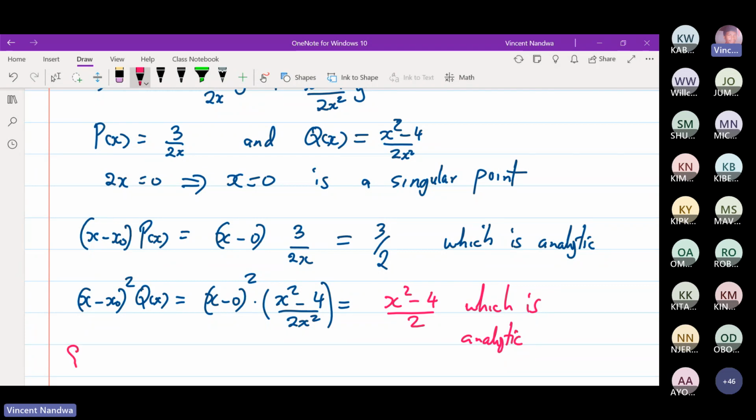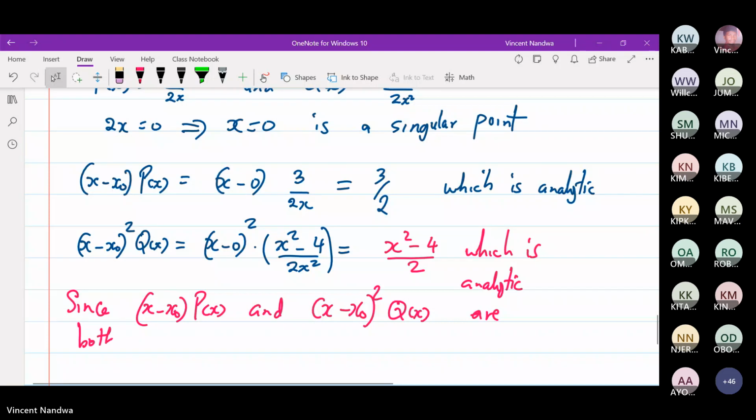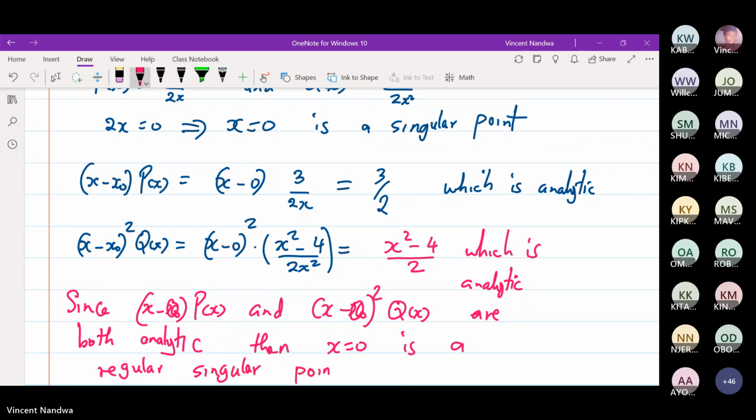So now, since x minus x naught times P and x minus x naught squared times Q of x are both analytic, and you have already found your x naught is 0, then x equals 0 is a regular singular point of the given differential equation.